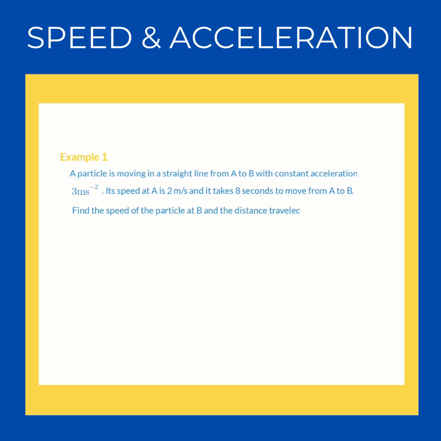Now in this example it says a particle is moving in a straight line from A to B with a constant acceleration of 3 meters per second squared. Its speed at the initial position A is 2 meters per second, and it takes 8 seconds to move from A to B. Find the speed of the particle at B and the distance traveled.